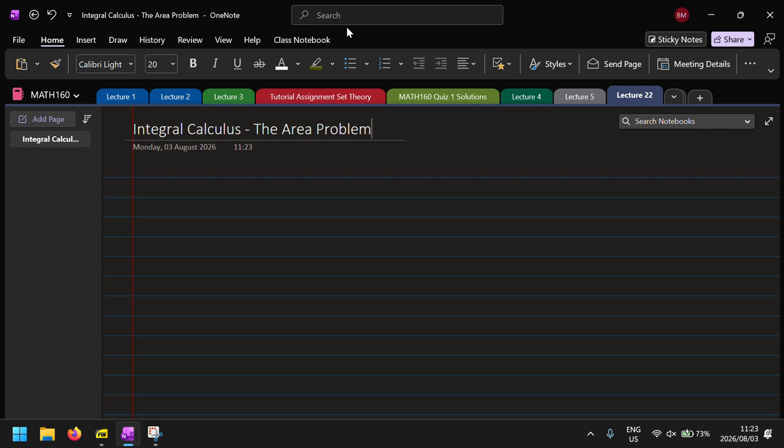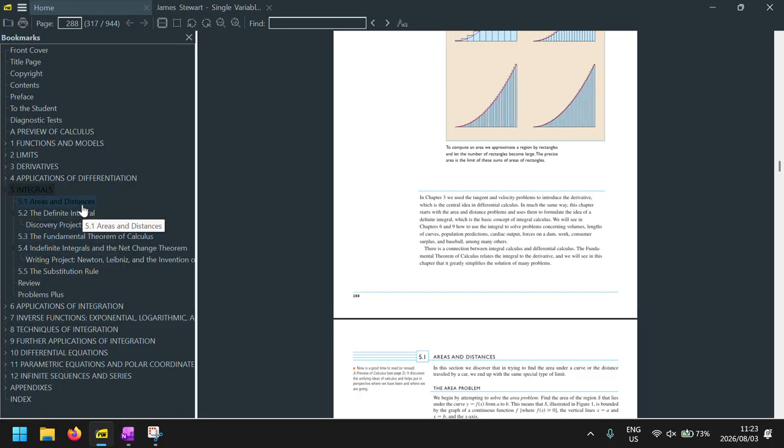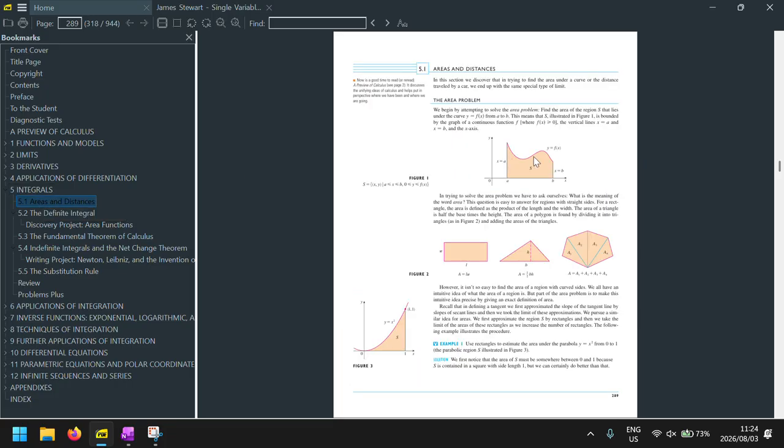Okay, so today we're going to officially start with the integral calculus. If you've been following in the textbook, we've just finished the derivatives and application of derivatives, so that's antiderivative. That was the last bit that we covered last week. Now we're on this new chapter, chapter 5 on integrals. And you can see the first one here, areas and distances.